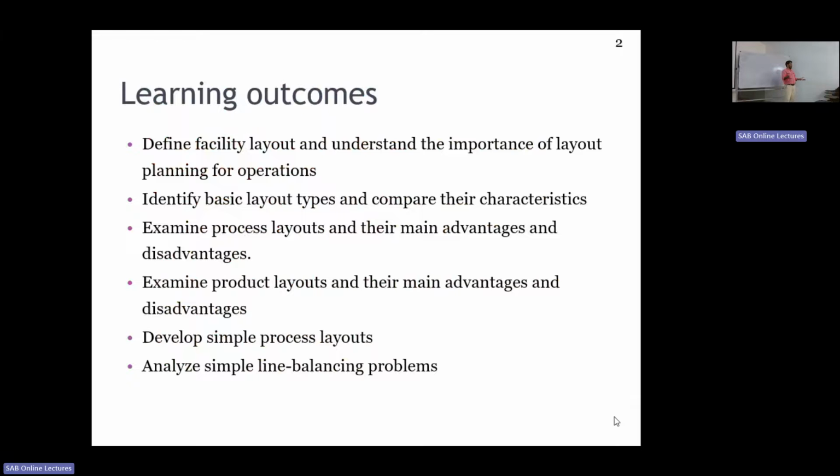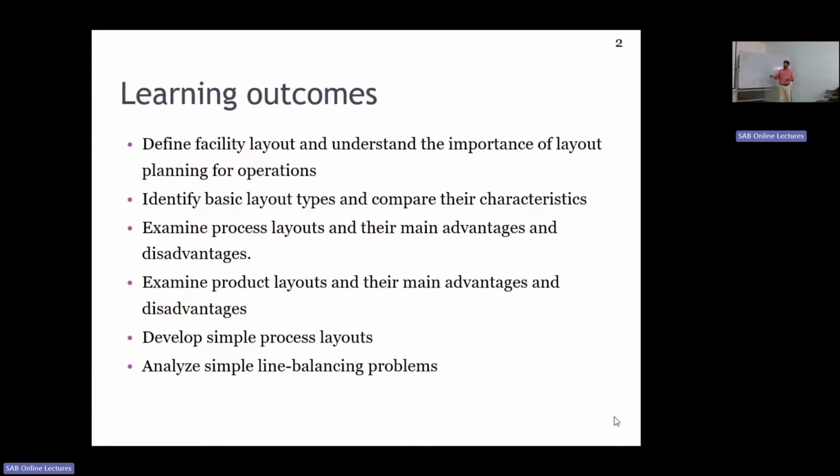Technically, in textbooks, they have recommended different layouts based on their characteristics for different situations, different industries, different operations. Right? So we will identify what the basic layout types available are and their characteristics, and thereby where to use which type of layouts. In fact, there are 4 main layout types and some other additional layouts also that we will discuss more.